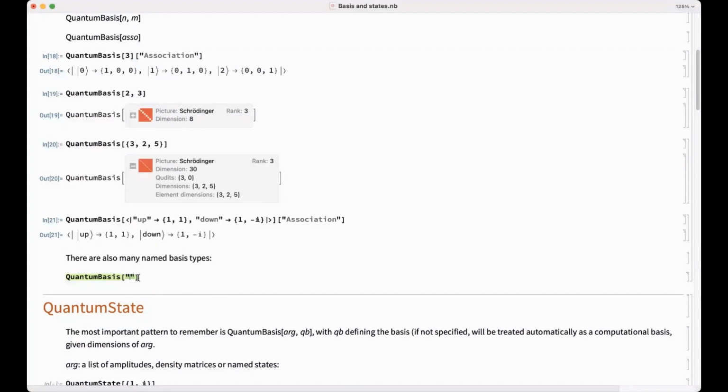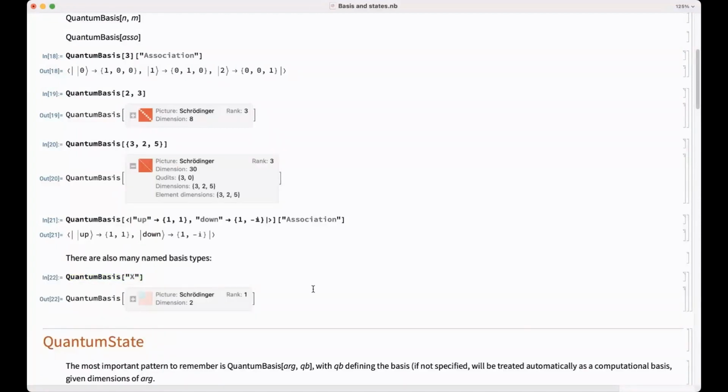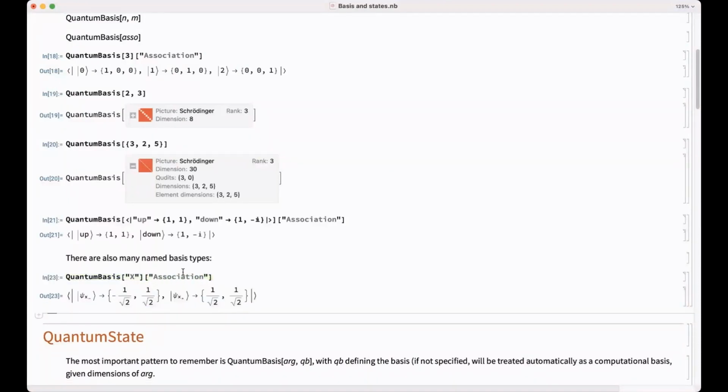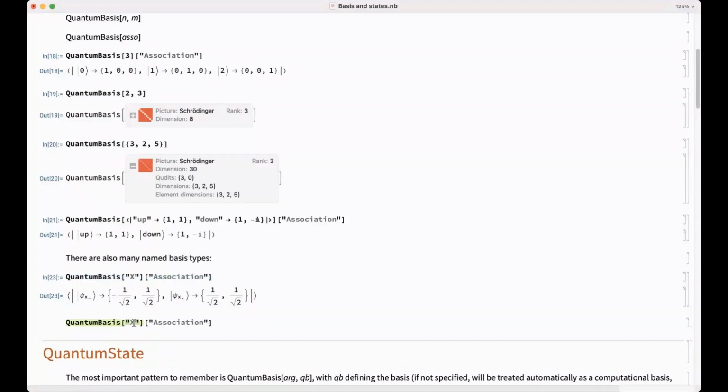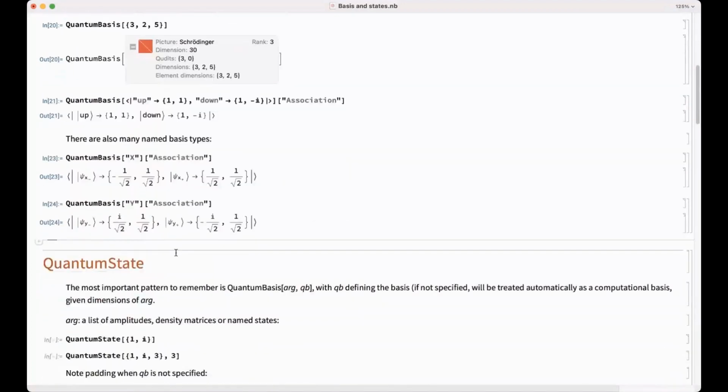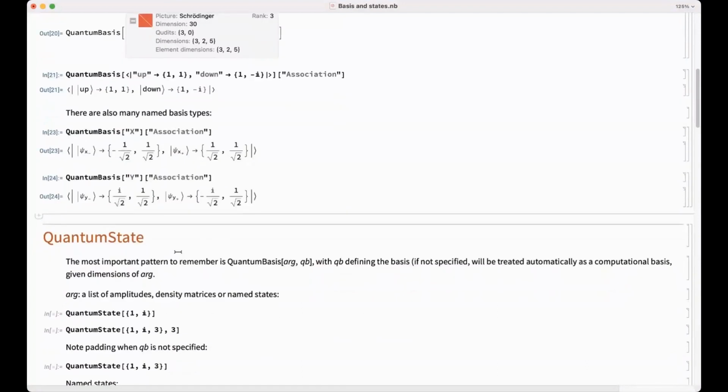If you use an autocomplete feature, you have, for example, a Pauli basis like X, Y, and Z, which are related to the eigenvectors of the Pauli matrices. You can see the actual representation for all those. You can create states and operators in those bases too. All right.